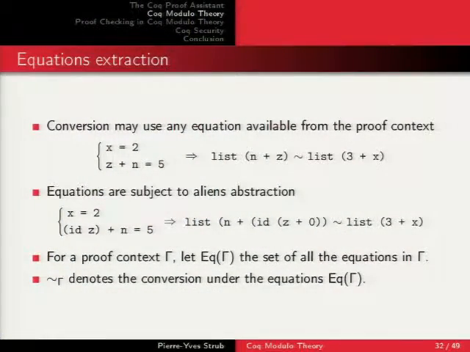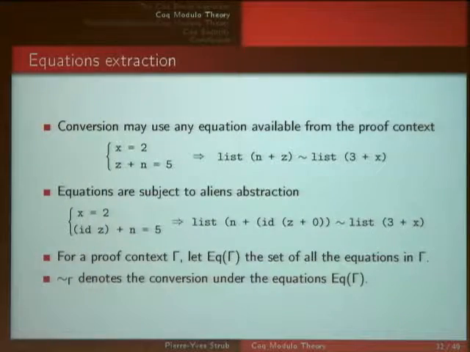Now, what I want also is to be able to use equations from the proof environment, meaning that if I know that x is equal to 2 and z plus n is equal to 5, I want that to be convertible to this. So what you do is that before doing the conversion, you look at all the equations, you extract them, and you send them along to the goal you want to solve.